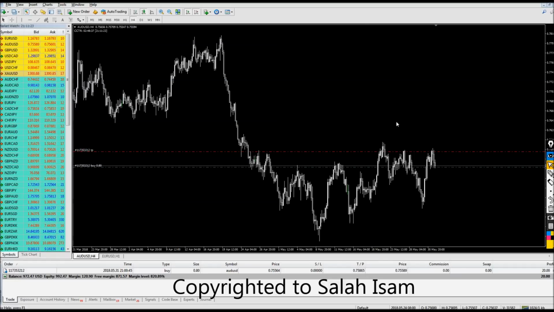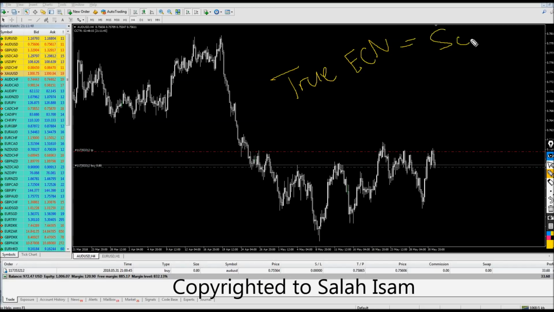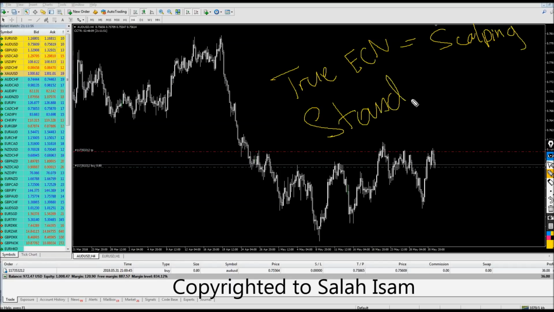So the first thing I do when I want to trade longer term trades is opening another standard account in IC Markets. As you know, in IC Markets we have the true ECN account, which is only for scalping. All right. But there is also the standard account type, which is for long-term trading.